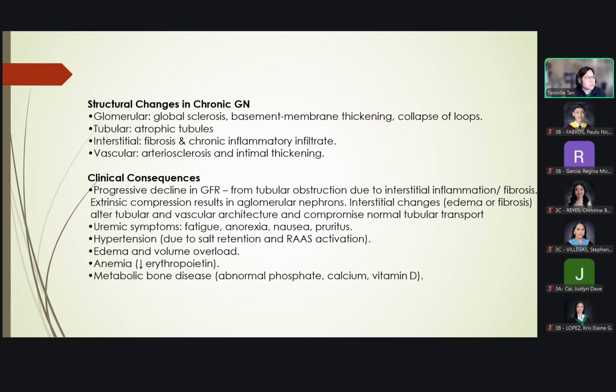So, some structural changes in chronic GN. For the glomerulus, you'll have global sclerosis, thickening of the basement membrane, and collapse of some of the loops. For tubular, again, we mentioned atrophic tubules. For interstitial, you have fibrosis and chronic inflammatory infiltrates. And vascular, you have atherosclerosis and intimal thickening.